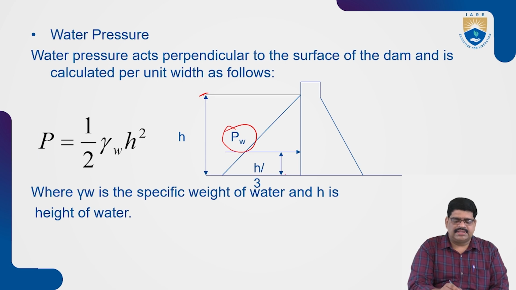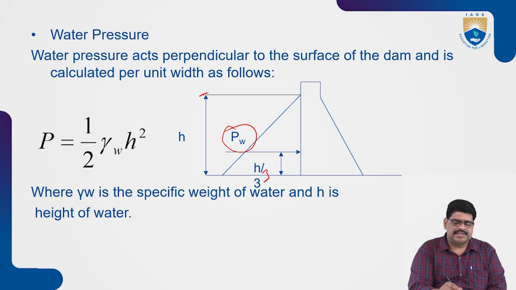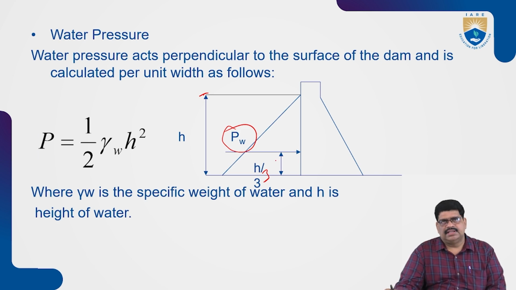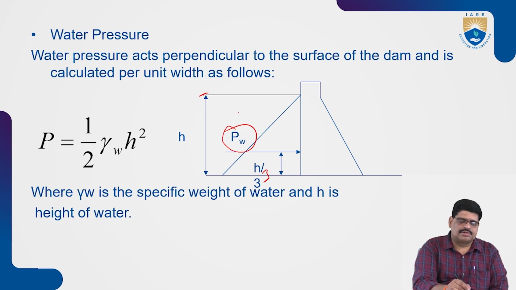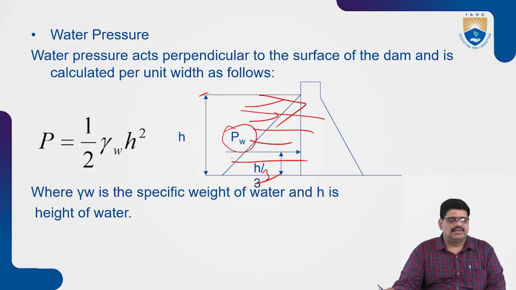The water pressure will act at H by 3 from the base. Based on the formula, the water pressure acting on the construction of the dam, P, is equal to half into gamma W into H square, where gamma W is equal to the specific weight of the water. So that is the water pressure.